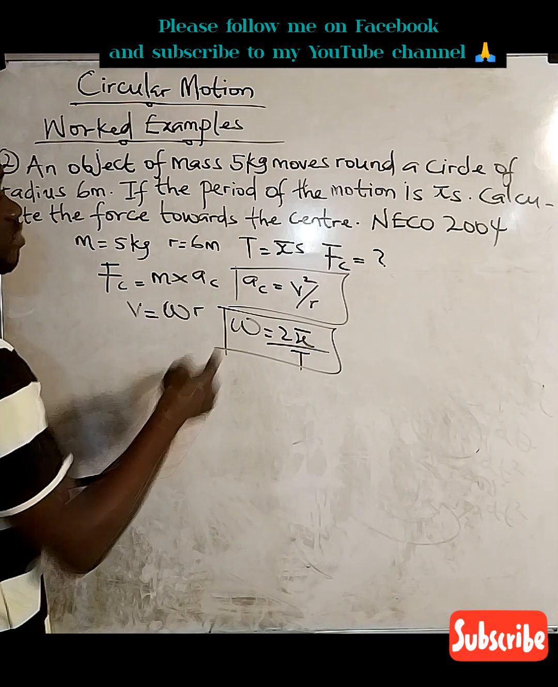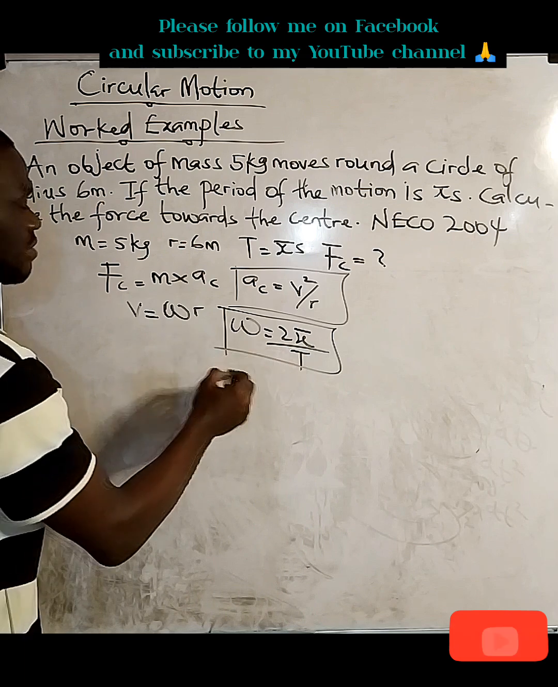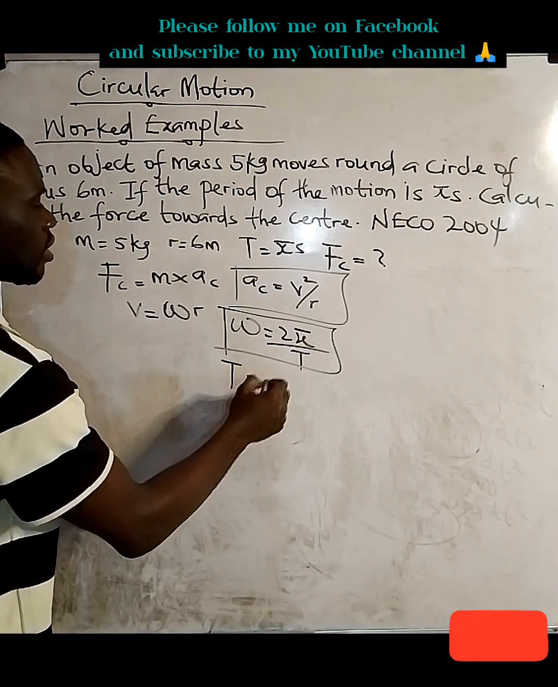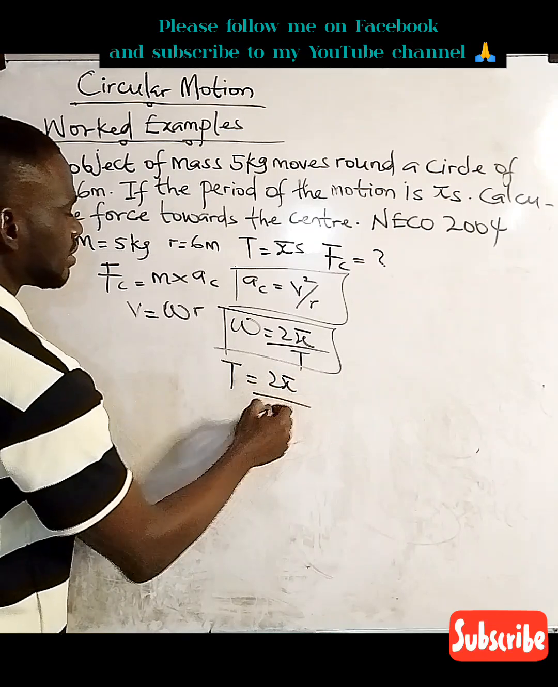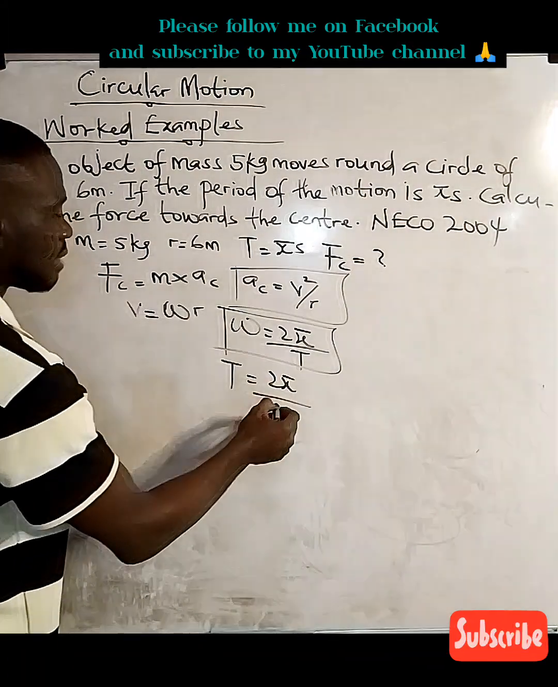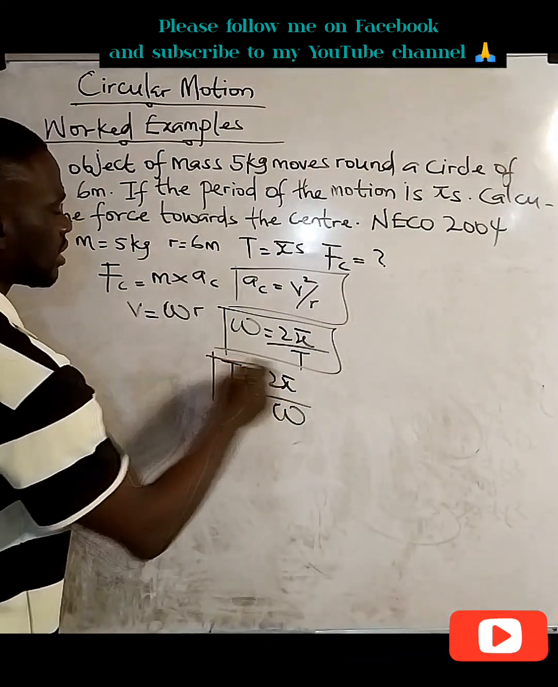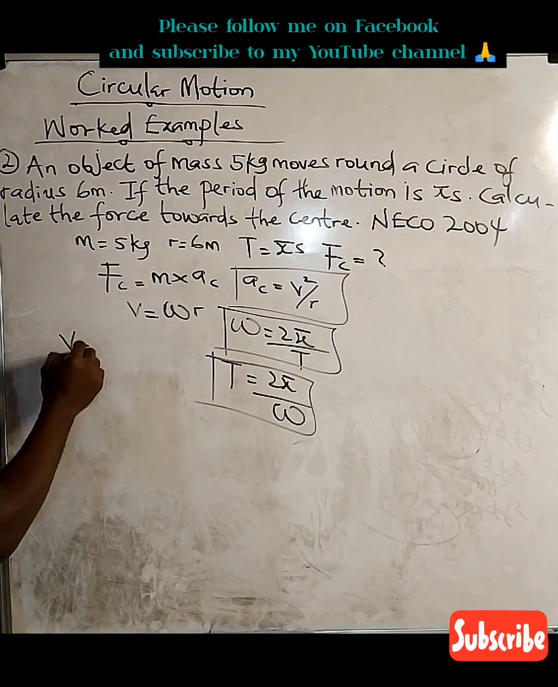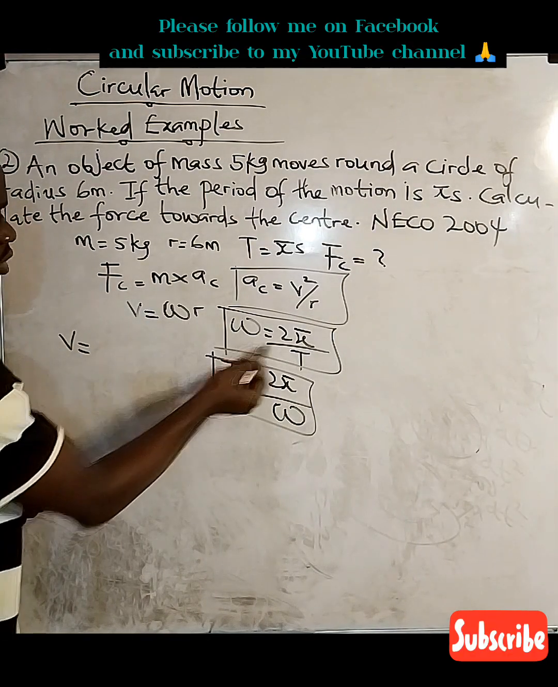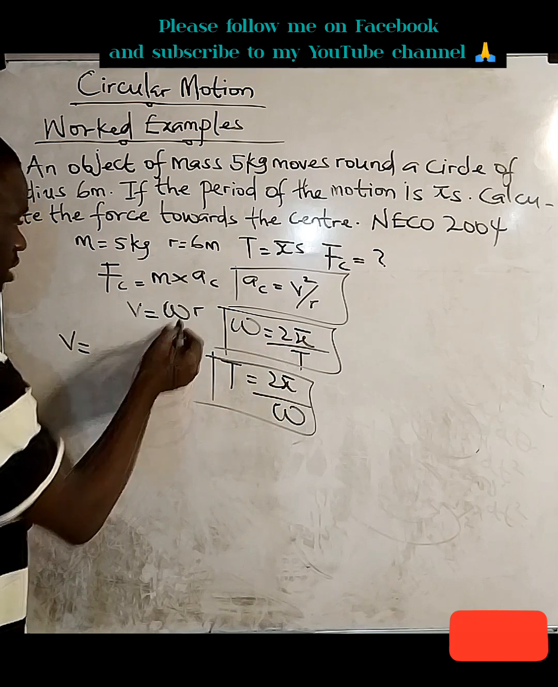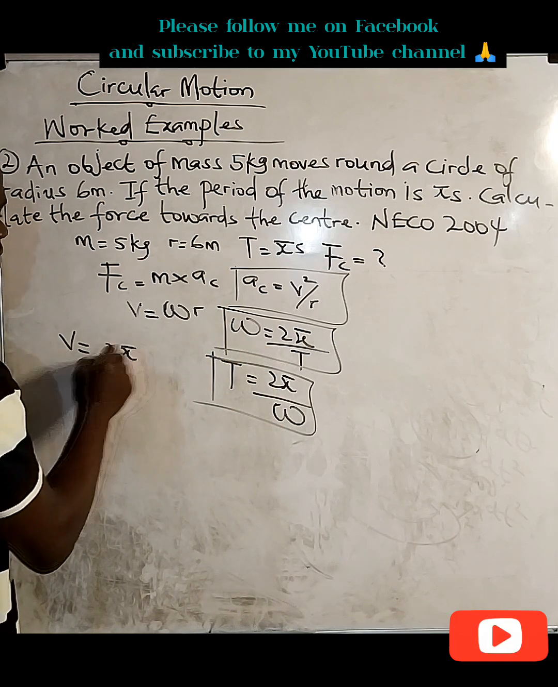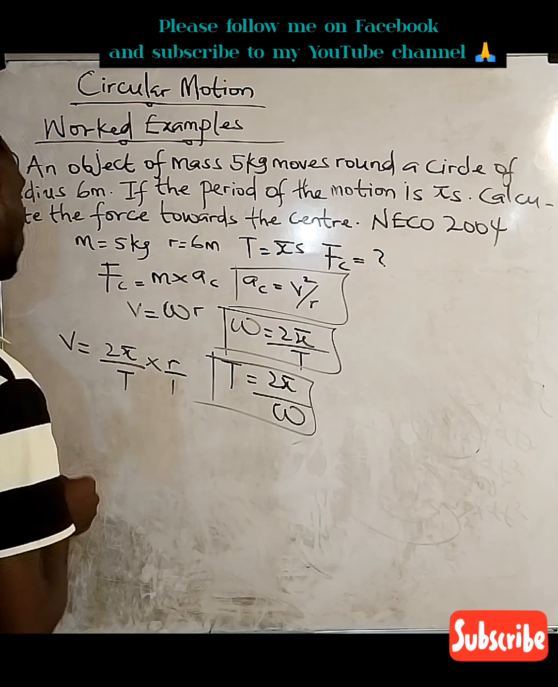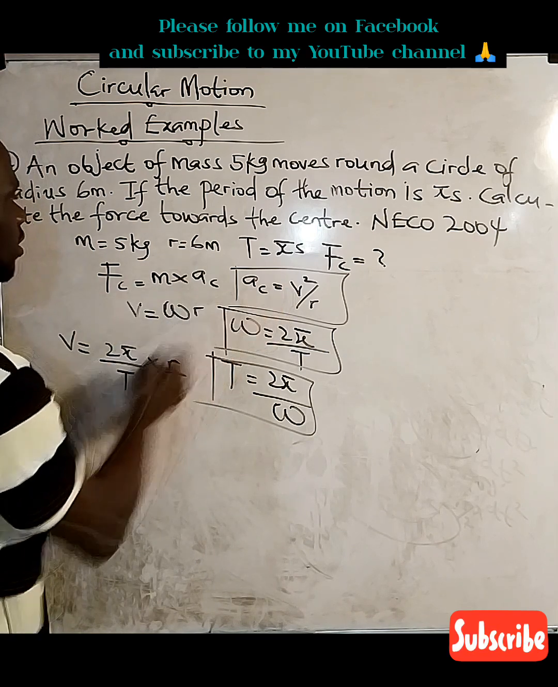So if angular velocity is 2 pi divided by period, it simply means the period is equal to 2 pi divided by angular velocity. So we're going to put it in here. That means the linear velocity is equal to 2 pi over period times radius. Don't forget, what are we looking for? We are looking for velocity.